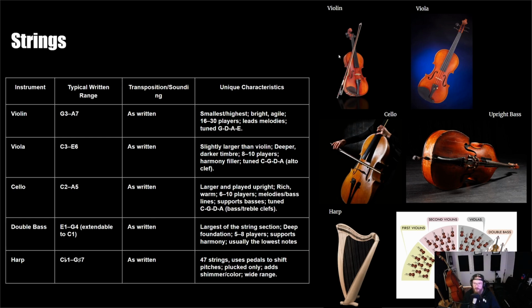And so these three, violin, viola, and cello, knowing the tunings of these is actually really important for knowing what is realistic and possible. So these are all tuned in fifths. So this is G, D, A, E. This is C, G, D, A from low to high, right? And then C, G, D, A as well. But then the upright bass is actually tuned in fourths.